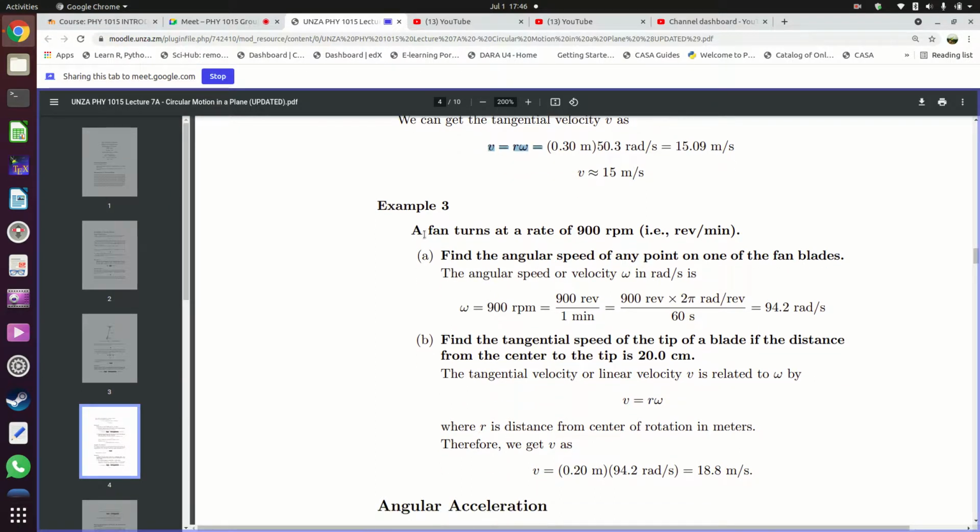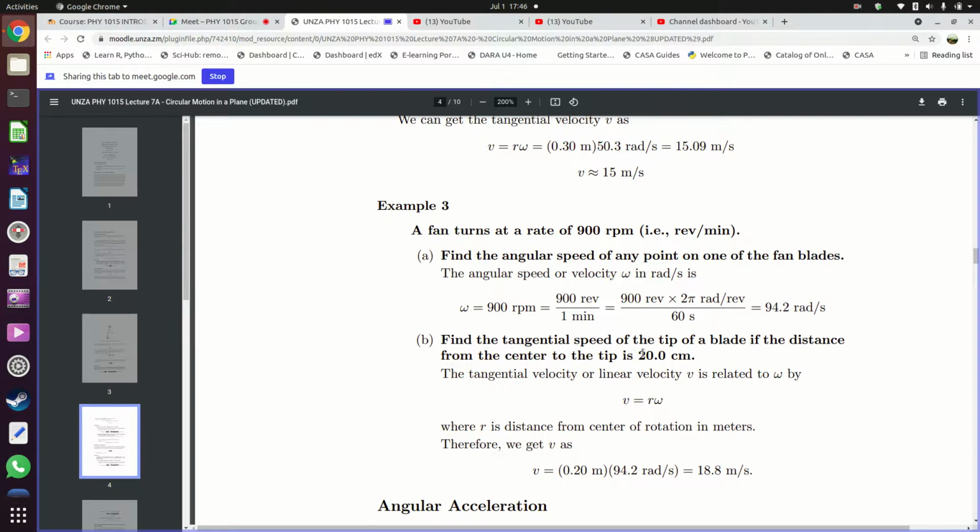A fan turns at a rate of 900 rpm, which is revolutions per minute. A, find its angular speed at any point on one of the fan blades, and B, find the tangential speed of the tip of a blade if the distance from the center to the tip is 20 centimeters.